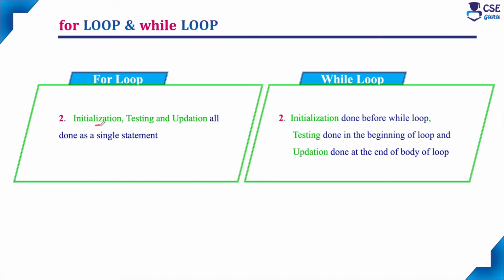In for loop, the initialization, condition evaluation, that is testing, and updation are all done as a single statement. But in while loop, initialization is done before the while loop, testing is done at the beginning of the while loop and updation is done at the end of the body of the loop. So this is the main difference. In while loop, initialization is a separate single statement, testing is a single statement and updation is a single statement. But in for loop, all three are done as a single statement.